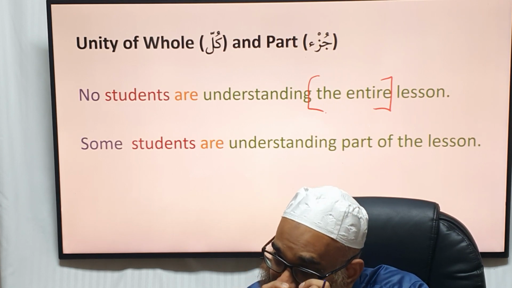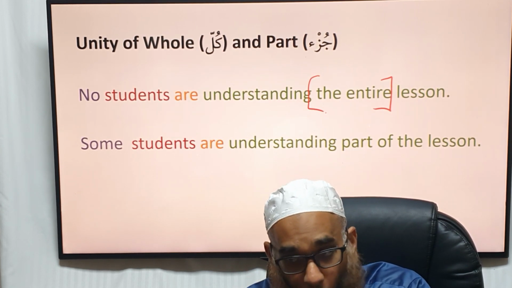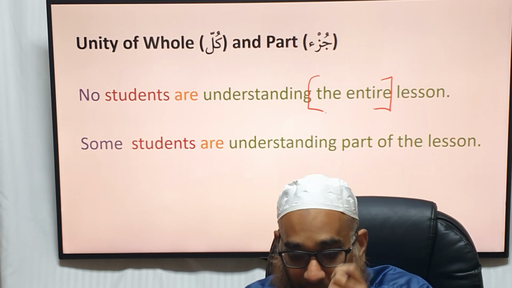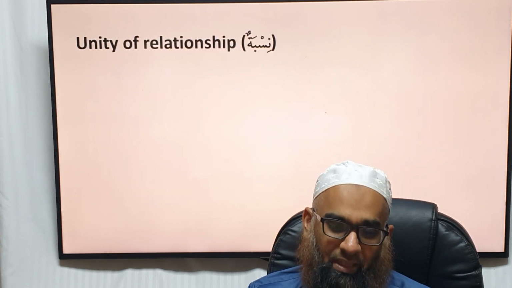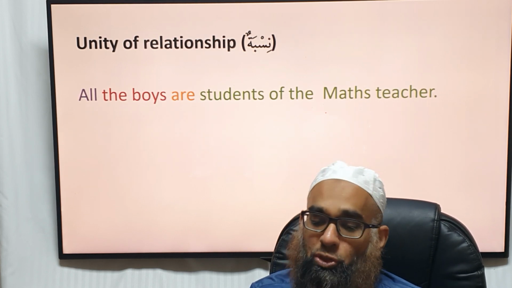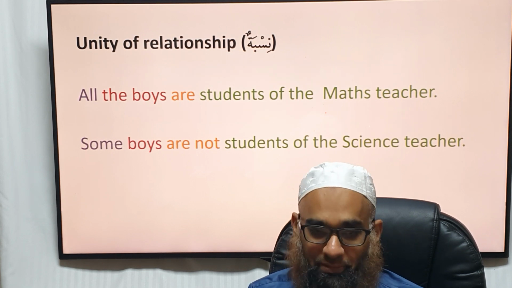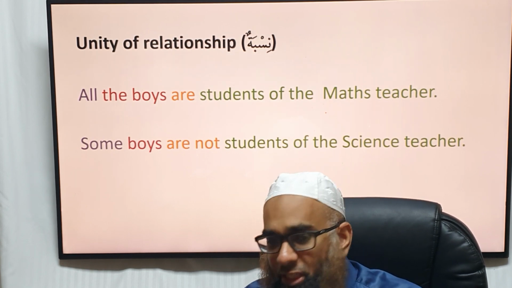So you have to make sure that we have the same. You're talking about the kul and the juz. You're both talking wholly or partially. Then you get contradiction. Yes? Nisba, relative. So all the boys are students of the maths teacher, and all the boys are not students of the science teacher. Different relationships.